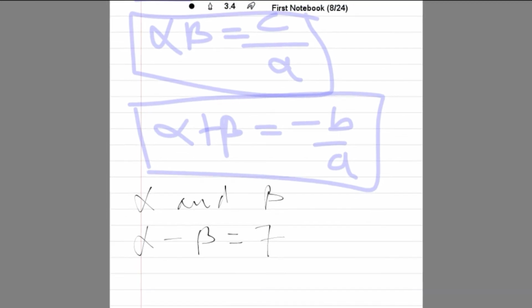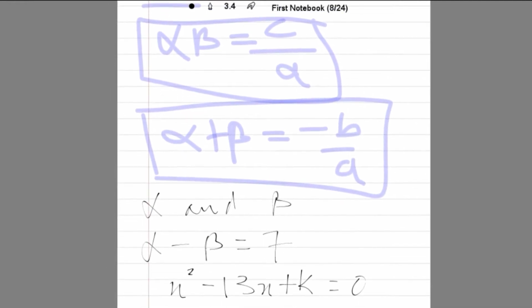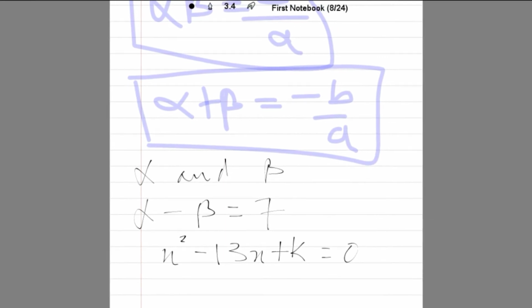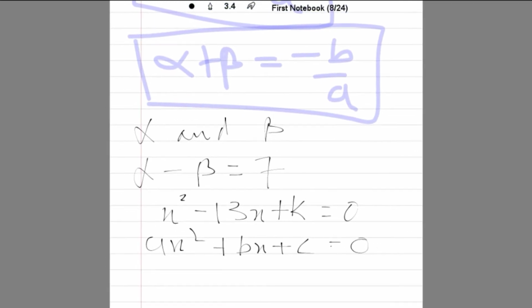What is the equation? x square minus 13x plus k is equal to 0, right? So this is our equation, and we can compare it with our general form of quadratic equation, that is ax square plus bx plus c is equal to 0. So we are just writing it here. Now we can compare and get the values of a, b and c. So a is equal to 1, b is equal to minus 13, and c is equal to k.